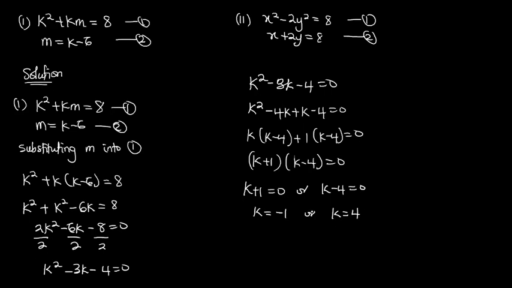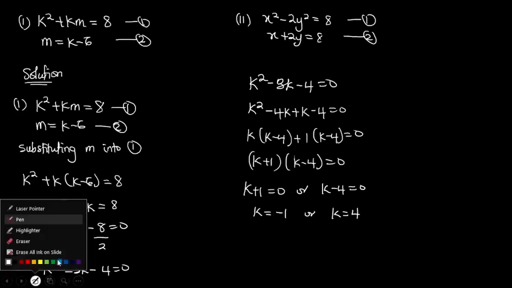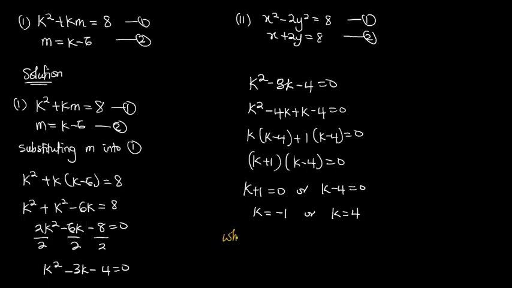Now that we have the k values, note that we need to find the corresponding m values for each of these k's. So when k equals negative 1, let's find the m. So m will be equal to negative 1, which is the k here, minus 6. So m will be equal to what? Negative 7 as our answer. Now let's look at when k is equal to 4. When k is equal to positive 4, we have m equal to 4 minus 6, and that will give us m equal to negative 2.